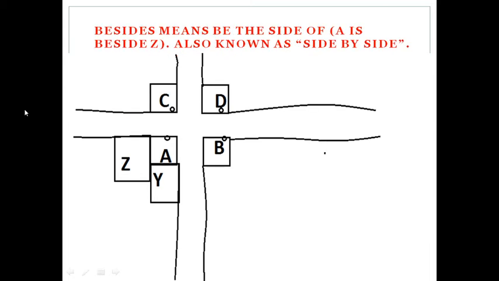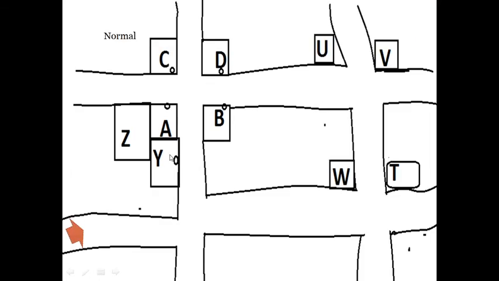And we move on to the last one in these terms. We have beside. Beside means by the side of. It also means side by side, by the way. A is beside Z. If this is A, the building at the side of A is Z, because this is the front. This is the front door of A. So the building at the side of A is Z. So Z is beside A. That's what it means. So I think we are good with our definitions.